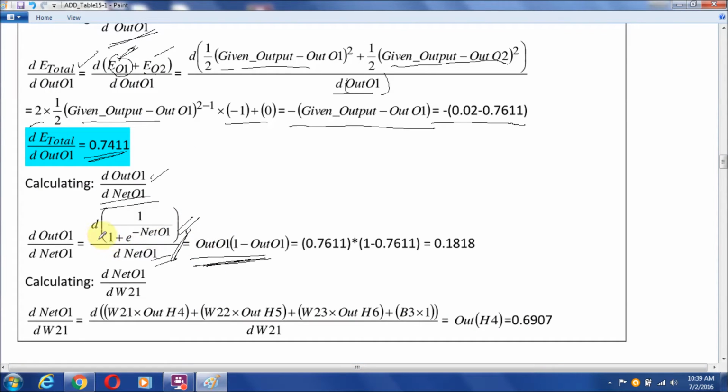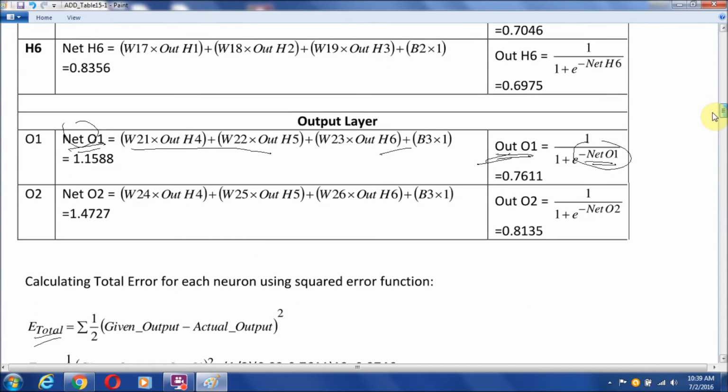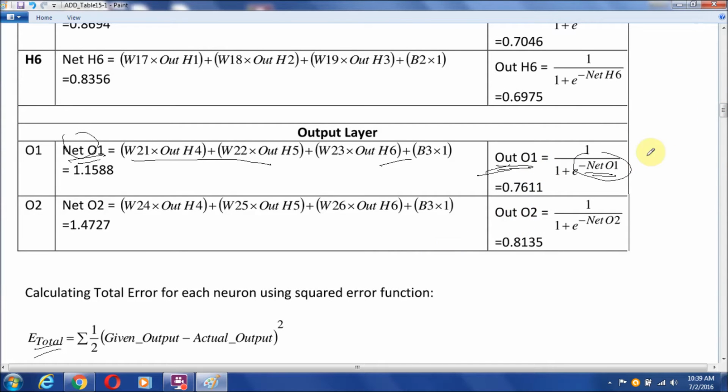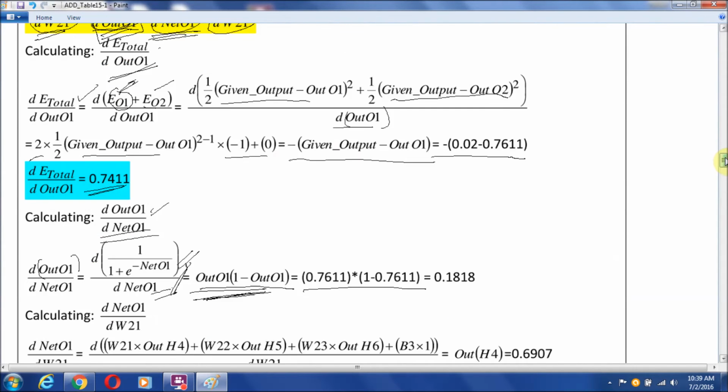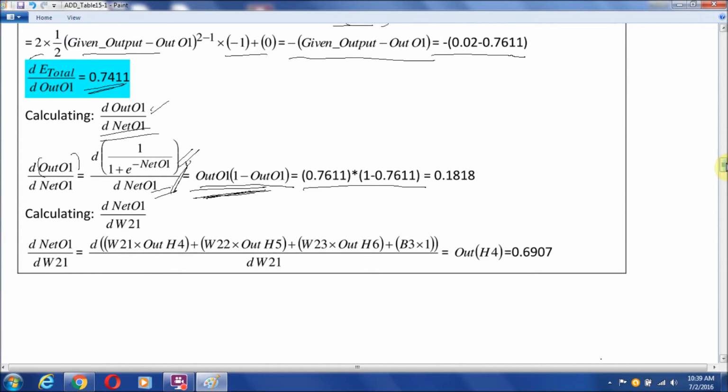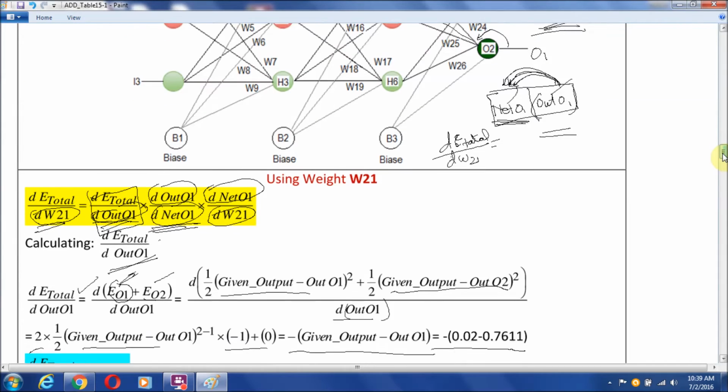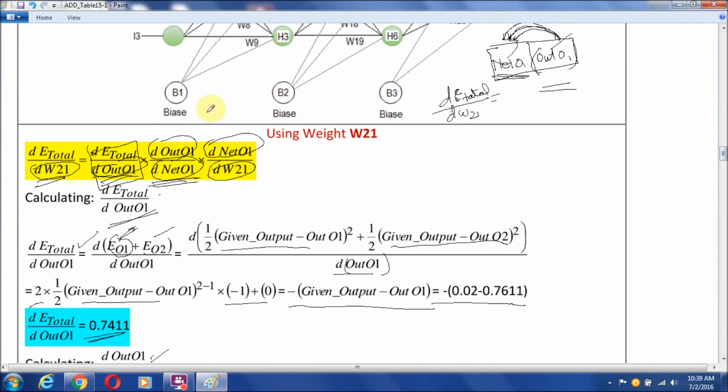So our sigmoid function in the form of d out1 will be equal to out1 times (1 minus out1), and we just put in these values because we already have them calculated here. So thus our second value is already calculated. Now to calculate the third derivative, this is d net O1 divided by d W21. So now let us calculate the third one.